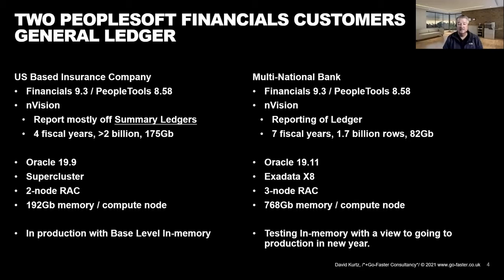The insurance company is in production with base level. They were a very good fit for this. At the bank, it's not quite as obvious that it's going to be beneficial, and I'll talk a little bit more about that. The key thing that the insurance company are doing is summary ledgers. They are pre-aggregating their ledger data into reporting ledgers. This is done by the application, and the application calls it summary ledgers. It's an awful lot like a materialized view, and they're doing an incremental update of it every day.